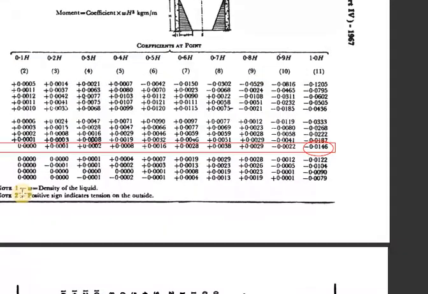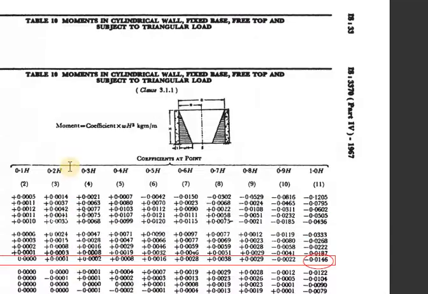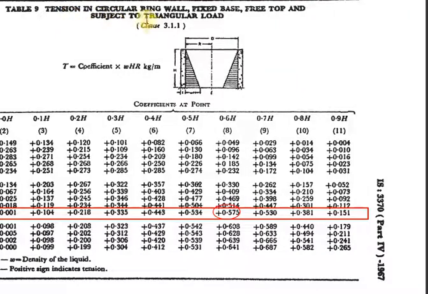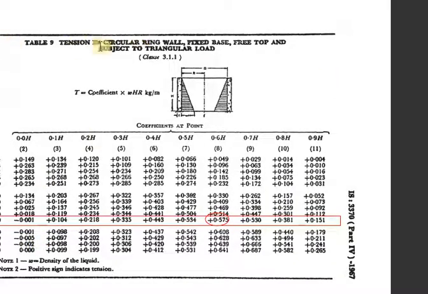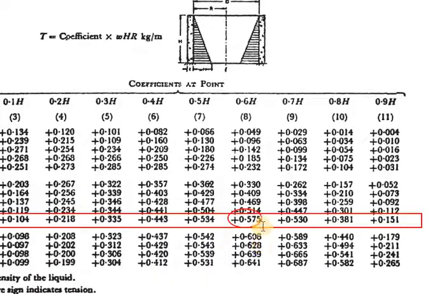So let us see the coefficient for h square by dt. Here you see this is the coefficient. This is for 8, so this is for bending moment. Let me go through the tensile. Okay, so this is for h square by dt. In the table it is given tension on circular ring wall fixed at base. So this is for a fixed base. Because for flexible base we don't use this formula, I mean we don't use the code actually. So 8 is given, and the maximum value is 0.57 in this row.